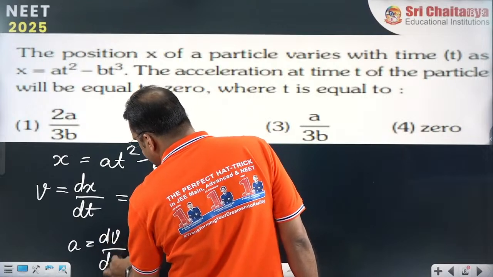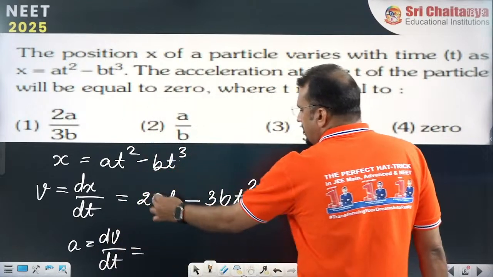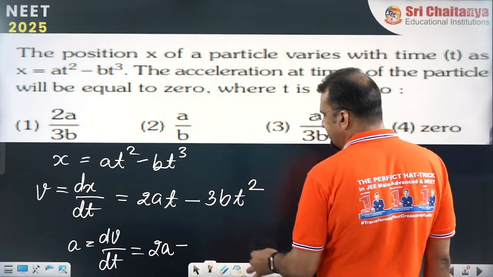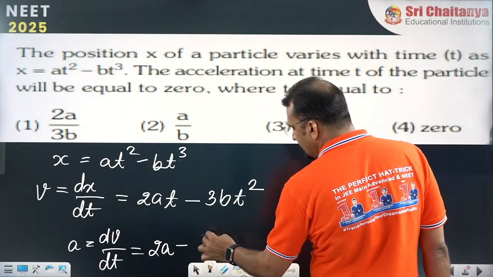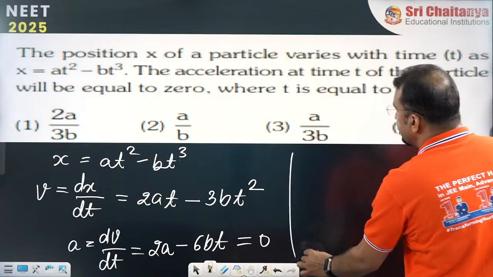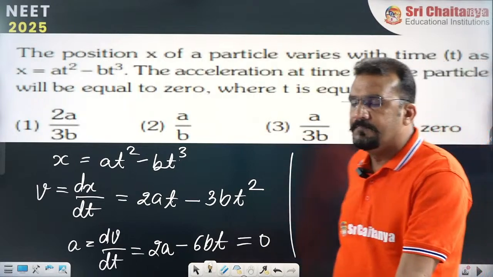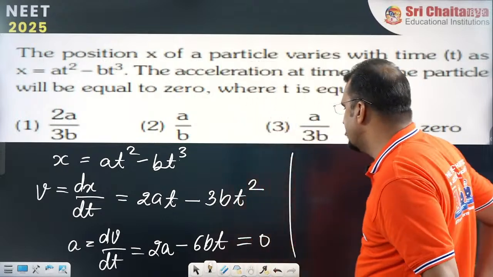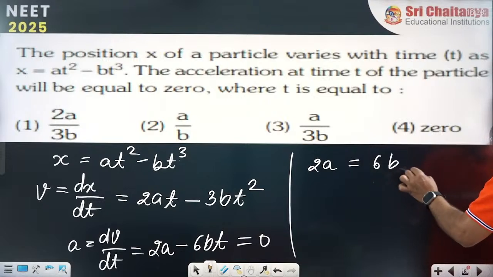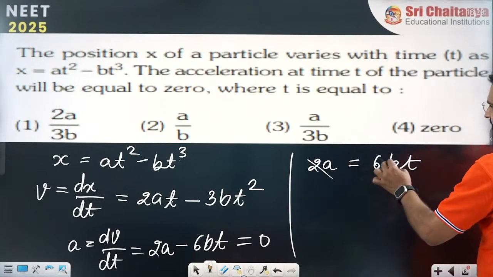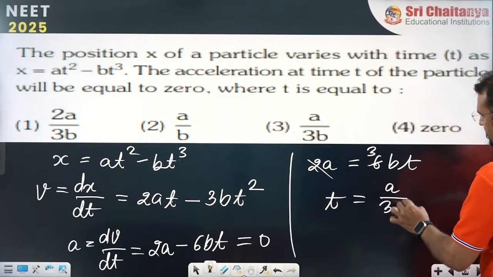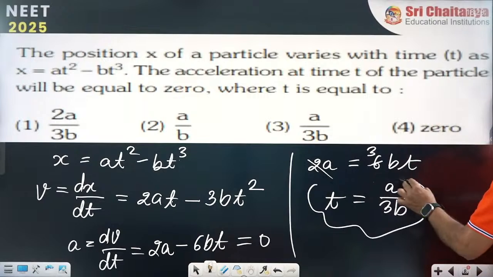This is dv by dt, that is equal to 2a. The differentiation of t is 1, minus, t square is 2t, so this is 6bt. That is equal to 0, because it is demanding that acceleration equal to 0. So put acceleration equal to 0. Now solve the equation. 2a equal to 6bt. Yes or no? This is 3. That means t equal to a divided by 3b. This is the right answer.